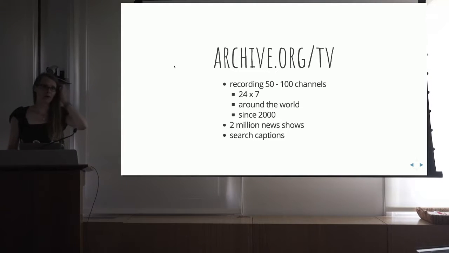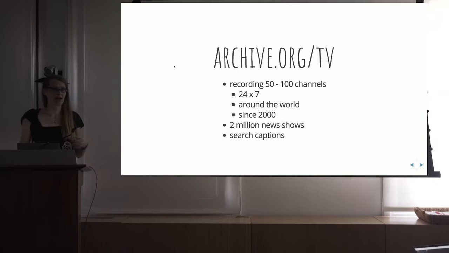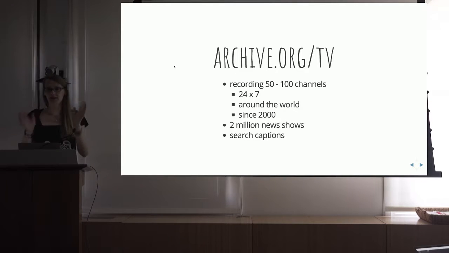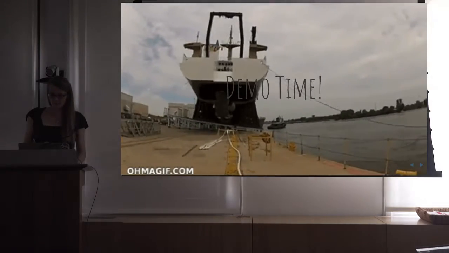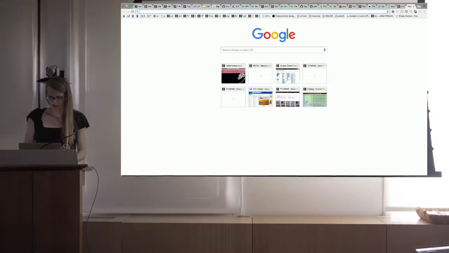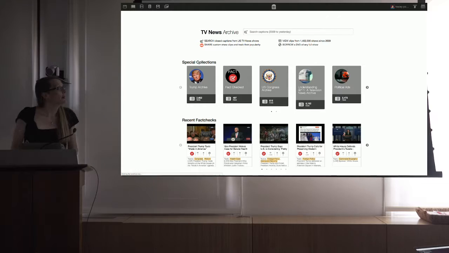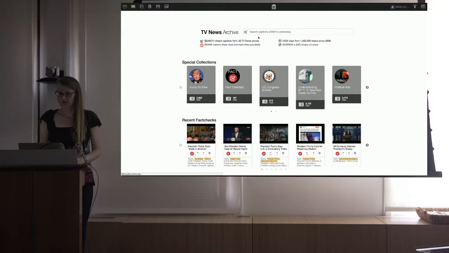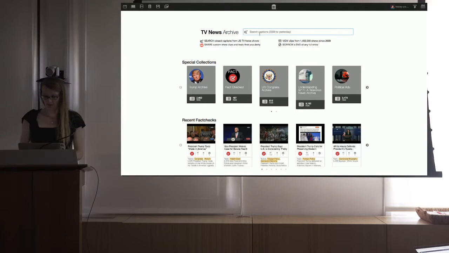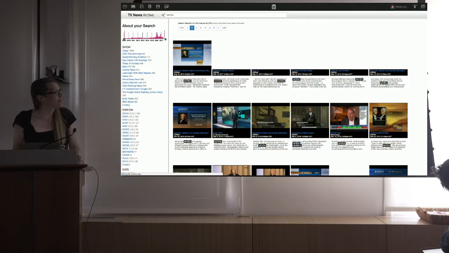And at this point, we only put up news, and we have 2 million news shows available online to watch in 30 second to 3-minute clips, and you can search all the captions. So thought we'd do a really fast demo, and just go to archive.org/TV. And so let's say you want to search for, I don't know, well, how about Hamilton? This will search all of the captioning.